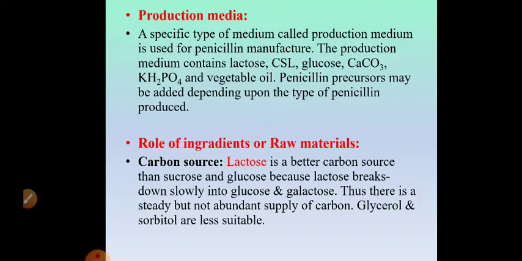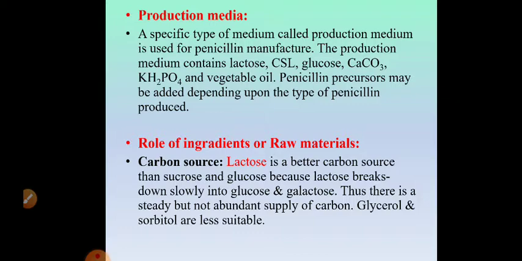And then for production of the antibiotic we require a production medium. So first you have laboratory stages and then production stages. A specific type of medium called production medium is used for penicillin manufacturing. The production medium contains CSL, that is corn steep liquor, glucose, calcium carbonate, potassium dihydrogen phosphate, and vegetable oils. Penicillin precursors may also be added depending upon the type of penicillin to be produced. Precursors are added, but the type of precursor depends upon what type of penicillin you want to manufacture.